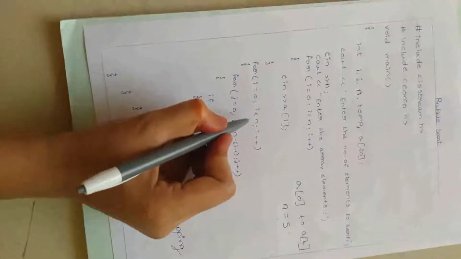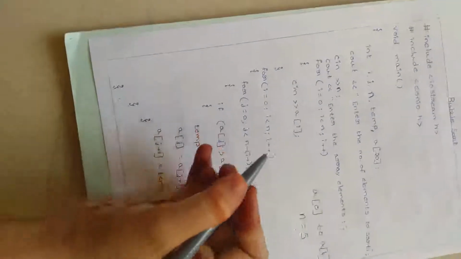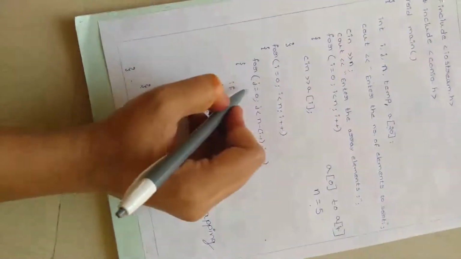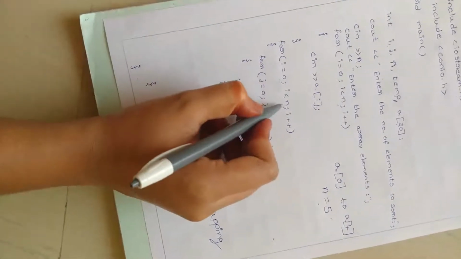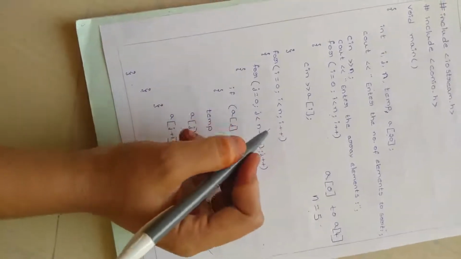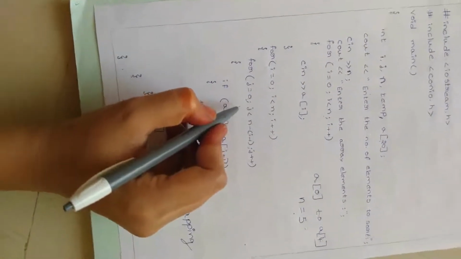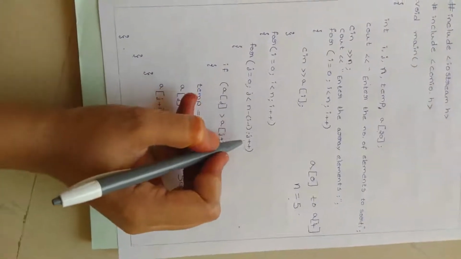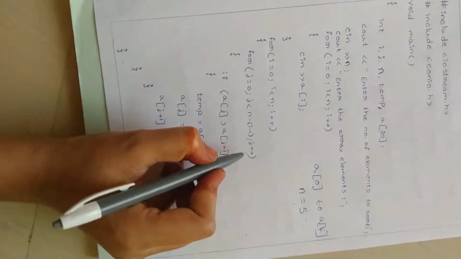Next, we are using the nested loops for performing the bubble sort. Here I am using two loops. For i equals 0, i less than n, i plus plus: this is the outermost loop for the passes. Immediately, for j equals 0, j less than n minus i minus 1, j plus plus: this is the innermost loop for the comparisons.